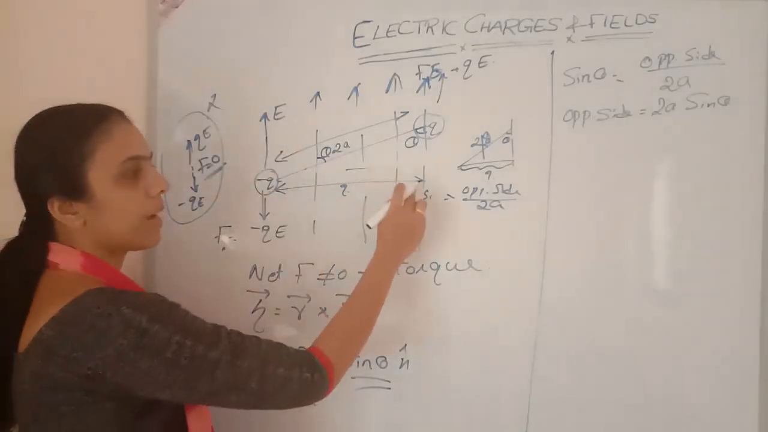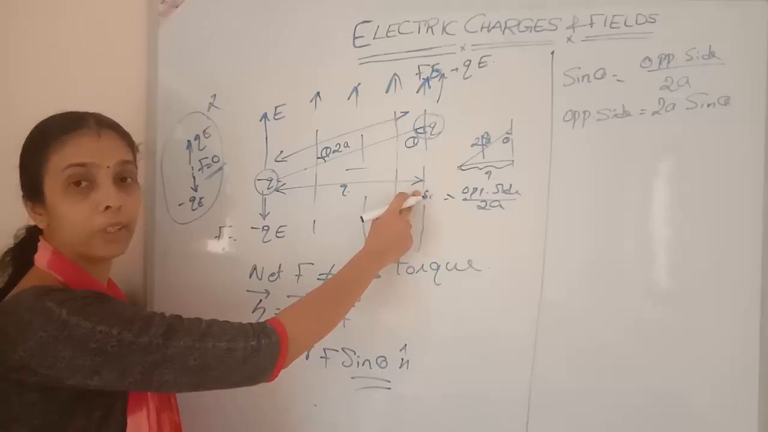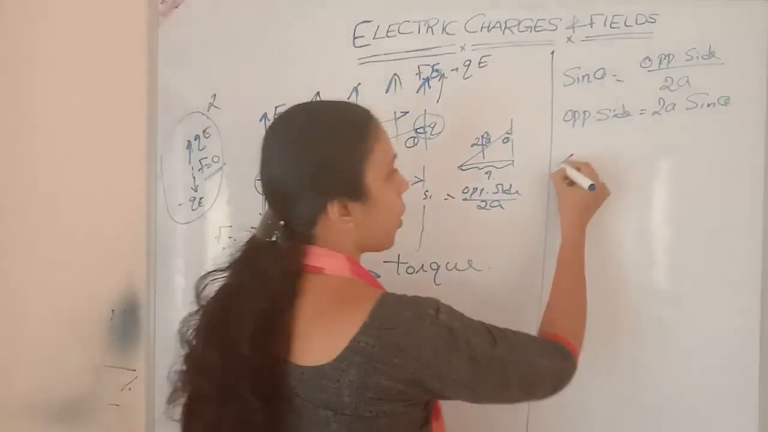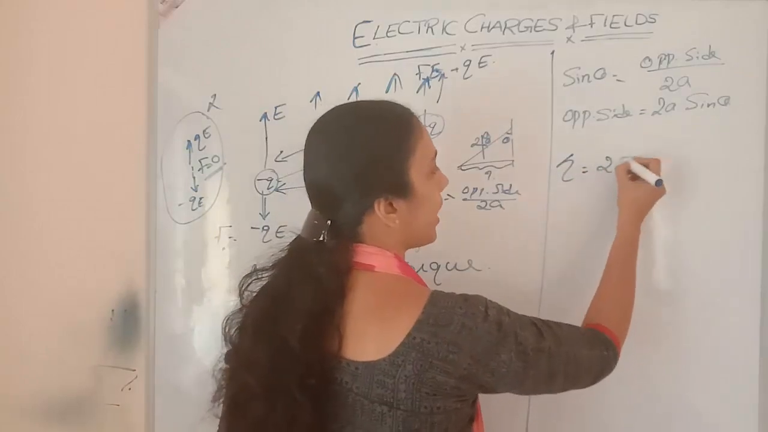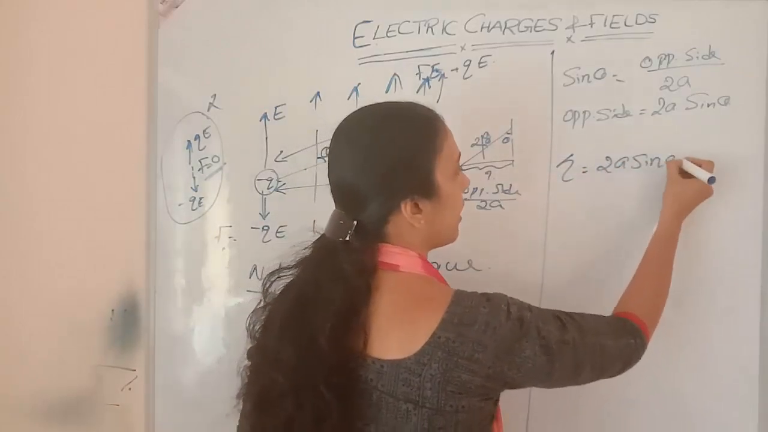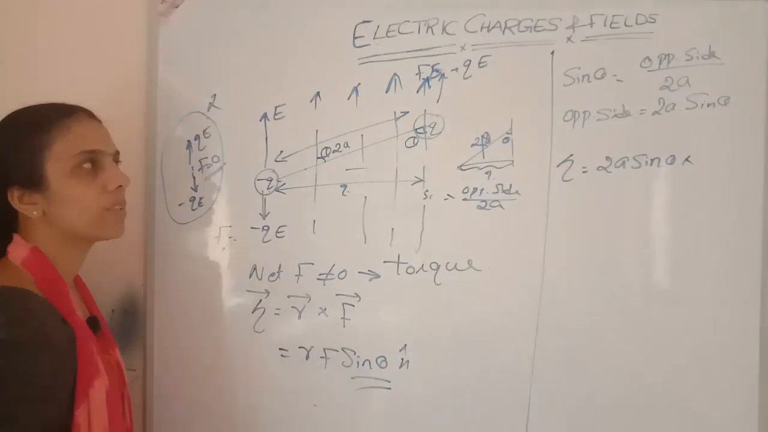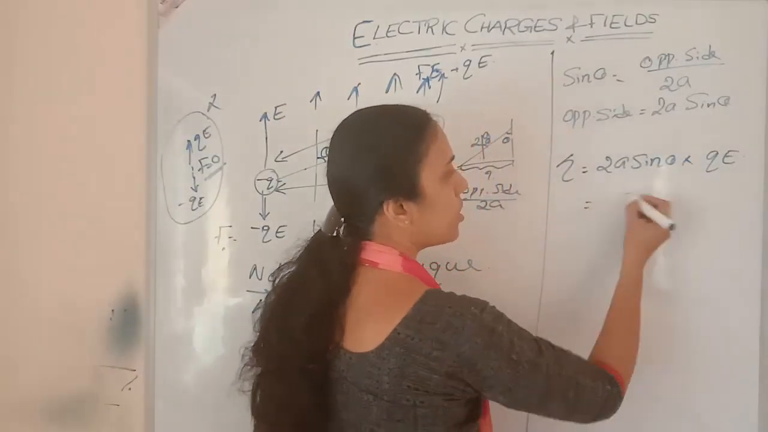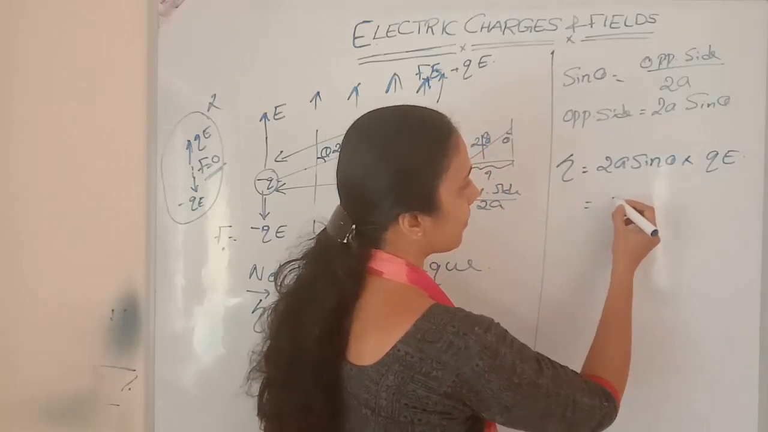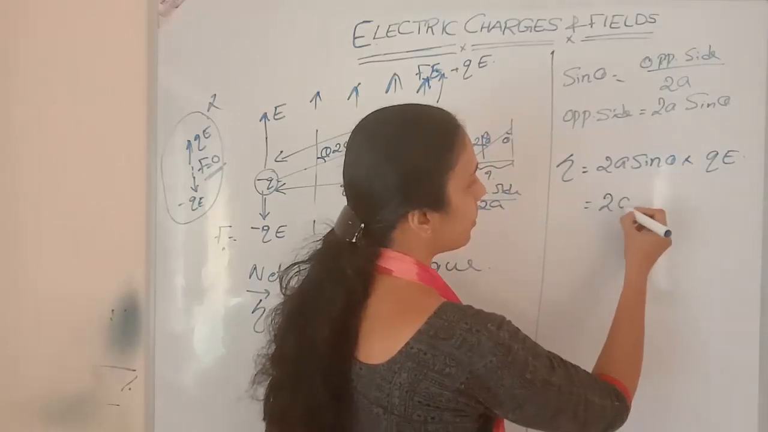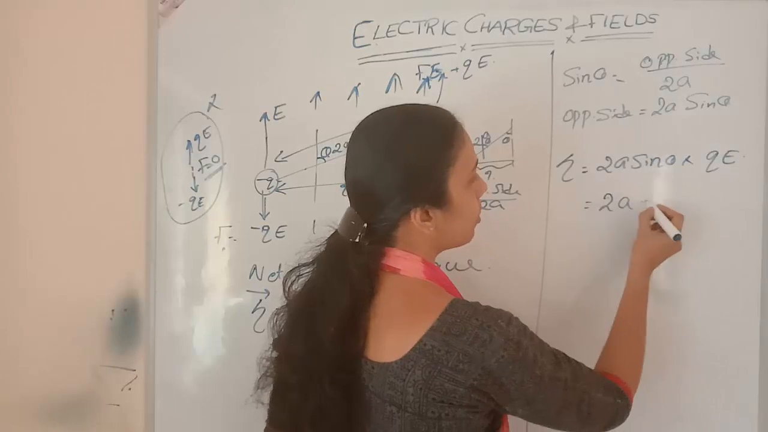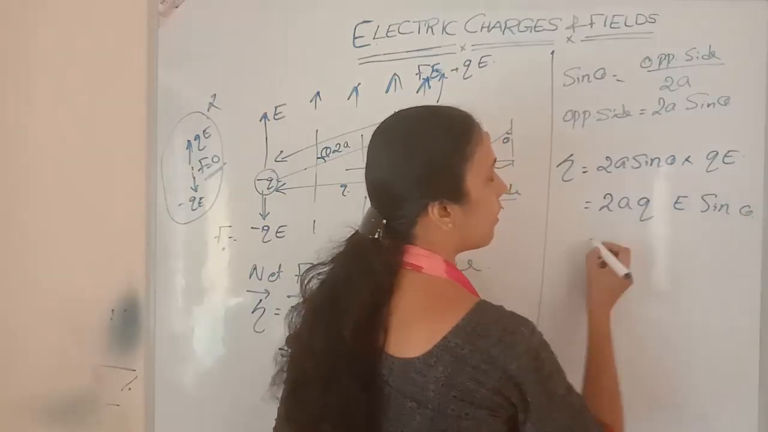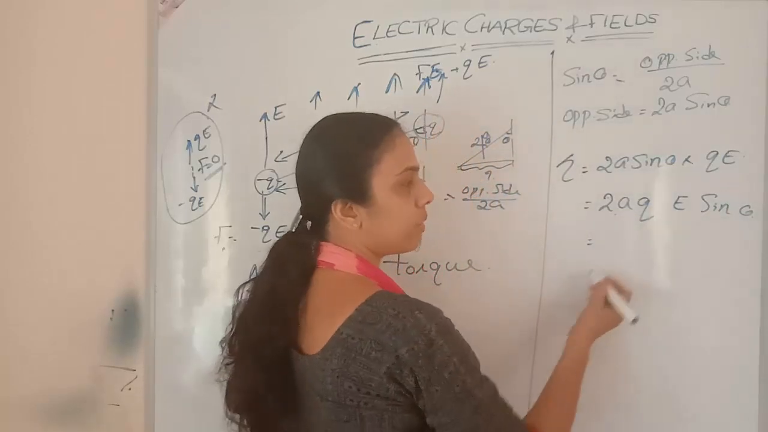Now we have the value of the perpendicular distance between these two forces. Clear? So torque equals 2a sine theta times, what is one of the forces? qE. I am considering the magnitude alone. So I will get it as 2a into q into E sine theta. What is 2a into q?